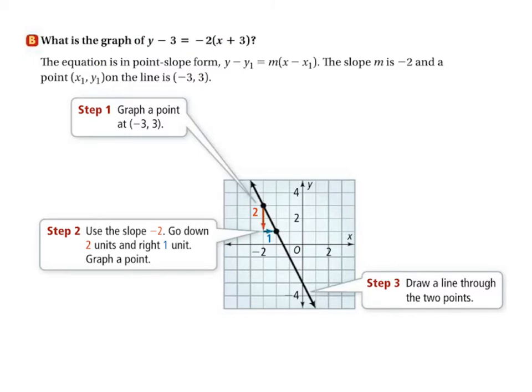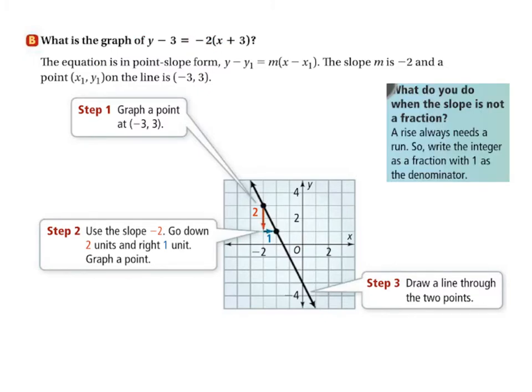And then we need to move this slope. But where's the rise and run? Rise and run is always a fraction, so a rise always needs a run. If it's a whole number, an integer value, like this -2, we put it over 1. Then we have our run of 1. So from this point that we graphed, (-3, 3), we rise -2, run 1, we have a second point, and you can connect them.